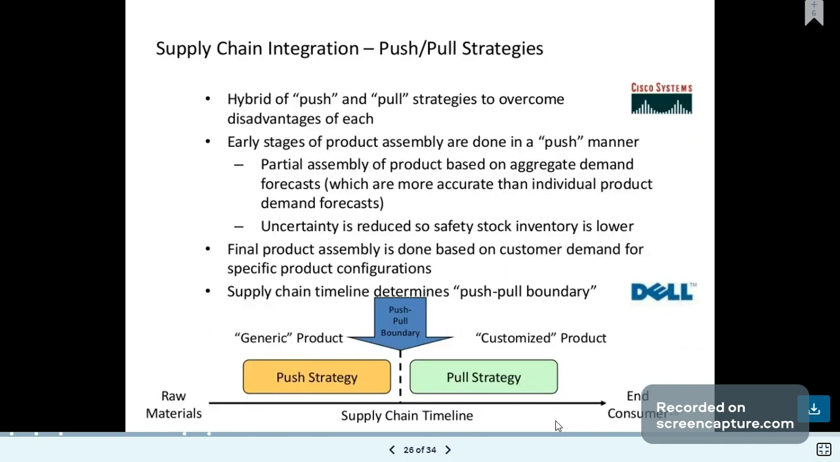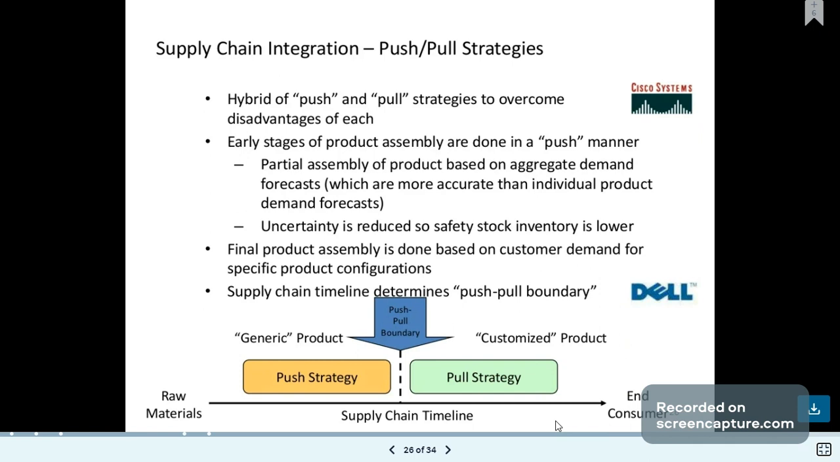Supply chain integration of push and pull strategies, like Cisco Systems, is based on this hybrid technology, like a hybrid supply chain. Okay, hybrid strategies use push and pull together to overcome the disadvantages of each.